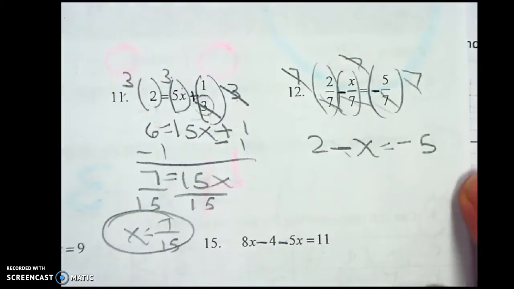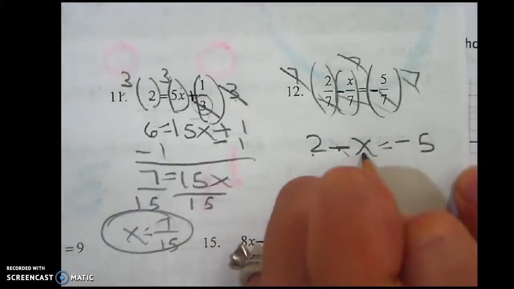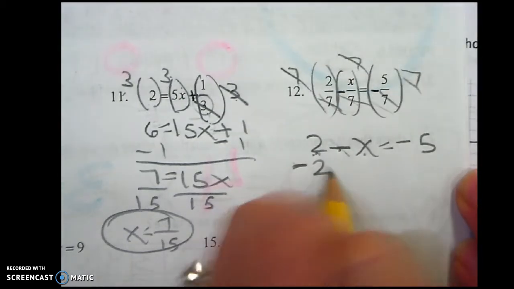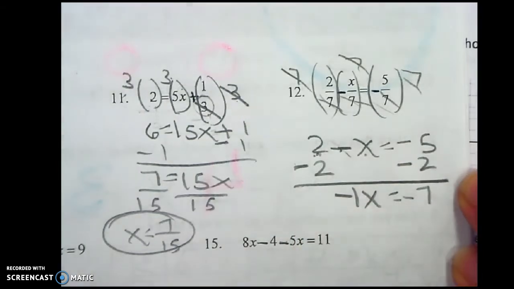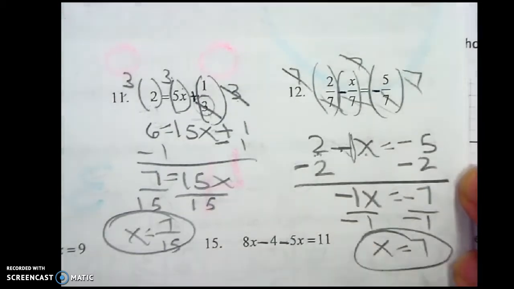This is a common mistake you guys make because you want to add 2, but the minus is with the x. This is a positive 2. If I read this, it says 2. So the opposite of positive 2 is negative 2. And that's really negative 1x equals negative 7, which I might have put the 1 right in the beginning. Negative 1, x equals 7.